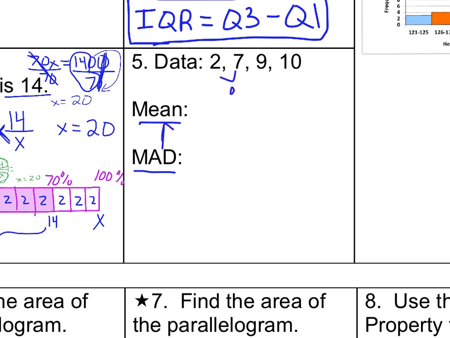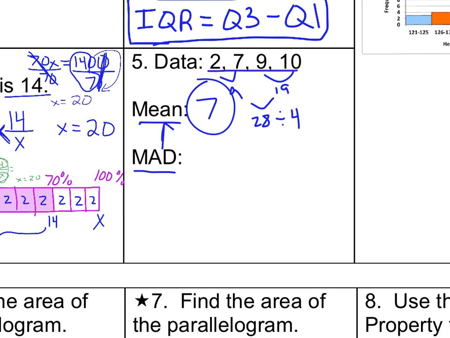So here we have 9, here we have 19, and that gives us 28. Divided by 4 means our mean is 7. Okay, everyone get that? So now we're going to figure out how far is each number in our data from the 7.